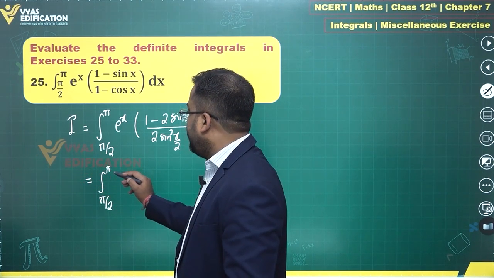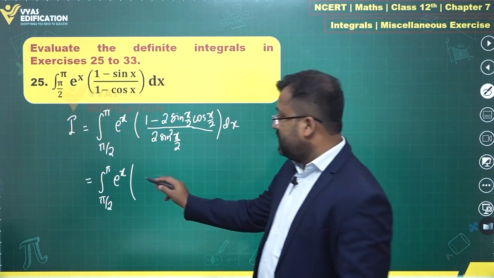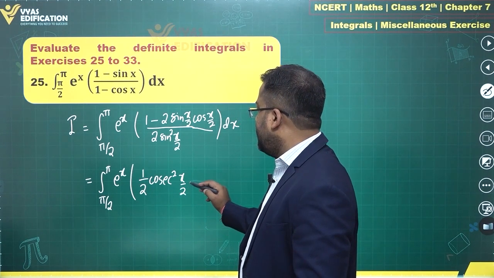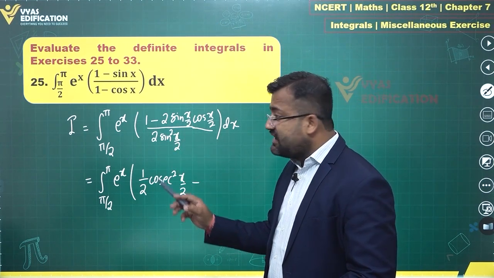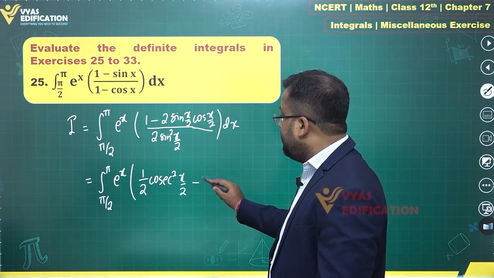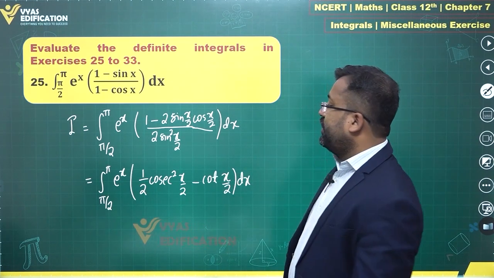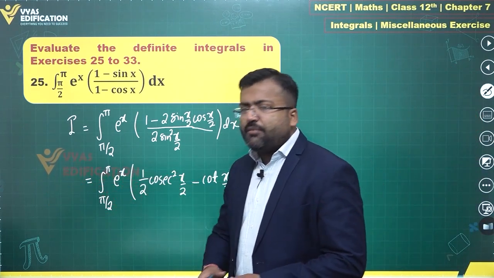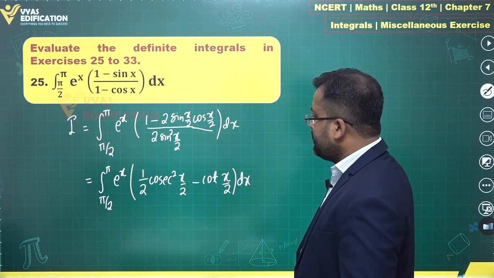Once I write it like this, the next step becomes very clear. From pi by 2 to pi, e power x times what? 1 by 2 sin square x by 2 is nothing but half cosec square x by 2, minus, then 2 and 2 get cancelled, sin x by 2 and sin x by 2 get cancelled, leaving one sin x by 2. In the numerator you'll have cos x by 2 and in the denominator sin x by 2, which is written as cot x by 2, dx. So we have half cosec square x by 2 minus cot x by 2, times e power x, from pi by 2 to pi. That looks pretty much okay.